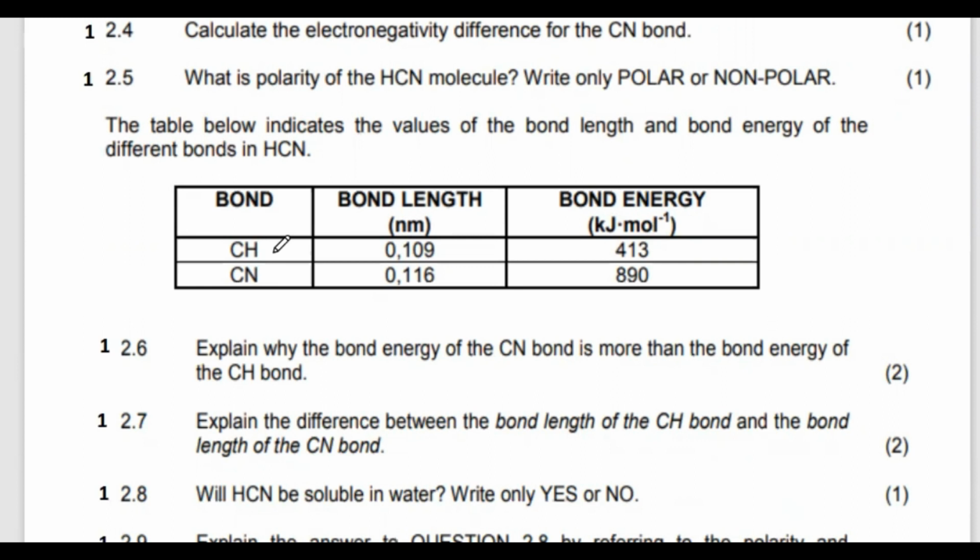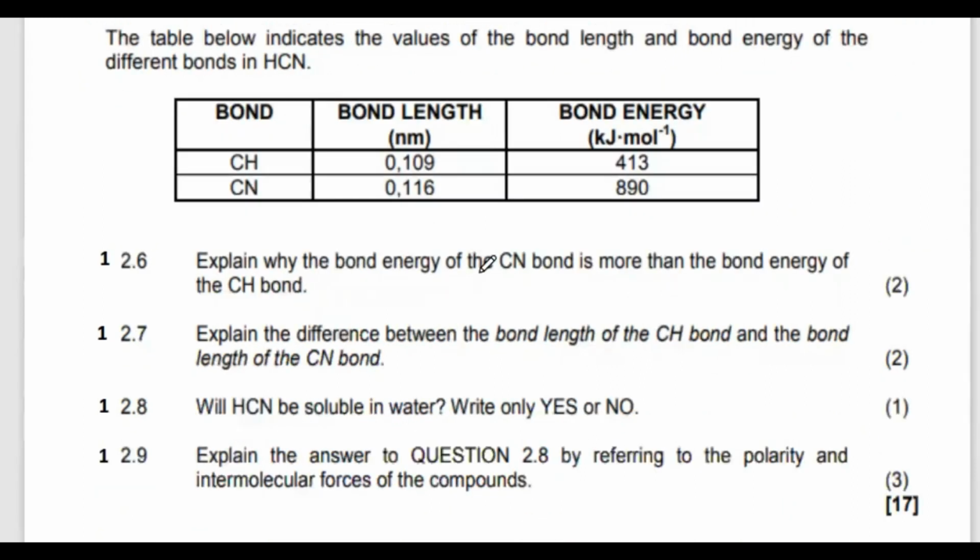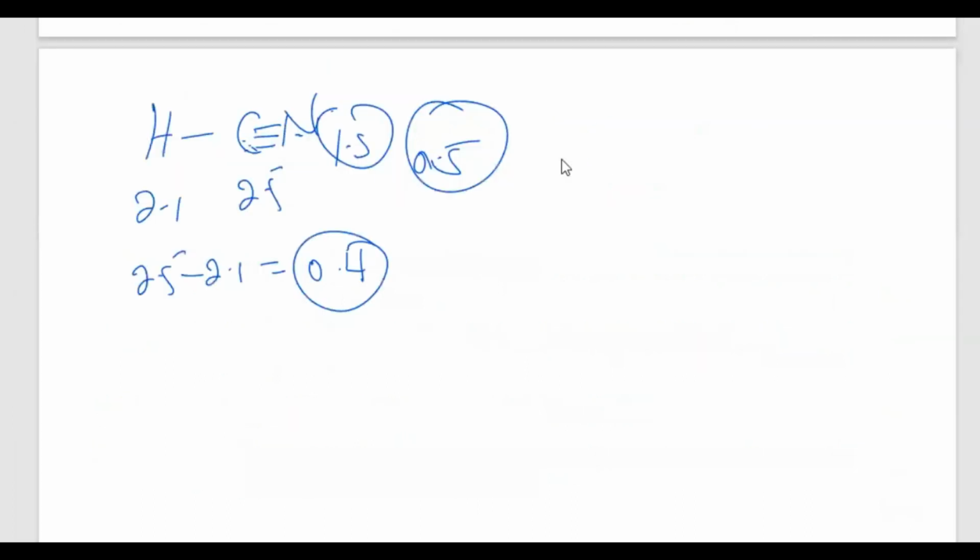Hydrogen cyanide, here you have this. Explain why the bond energy of the carbon-nitrogen bond in hydrogen cyanide is more than the bond energy of hydrogen and carbon. Why is the bond energy of this more than the bond energy of this? Don't forget that C and N are joined by a triple bond, while this one is a single bond.